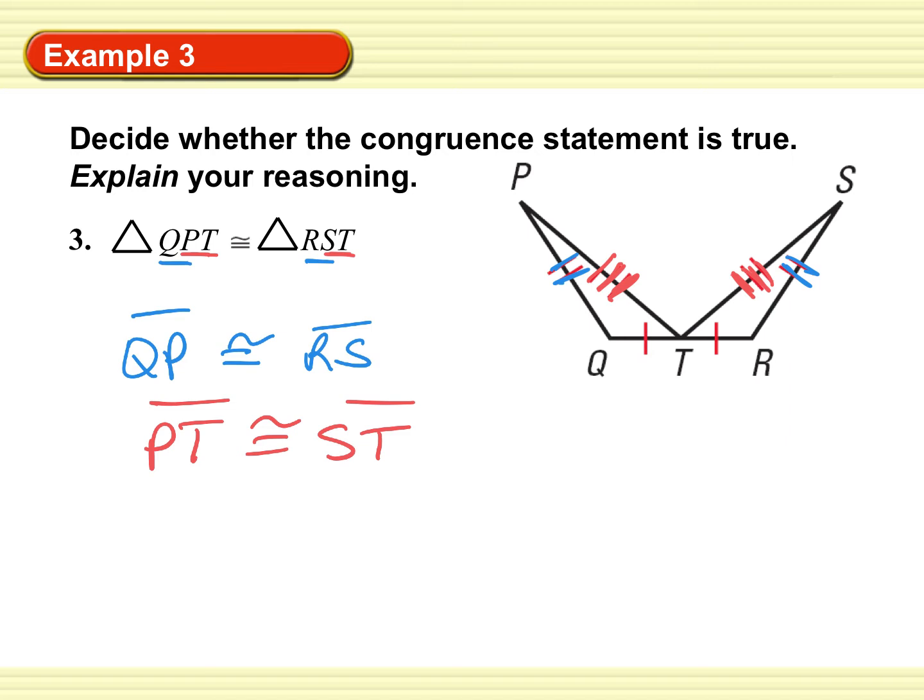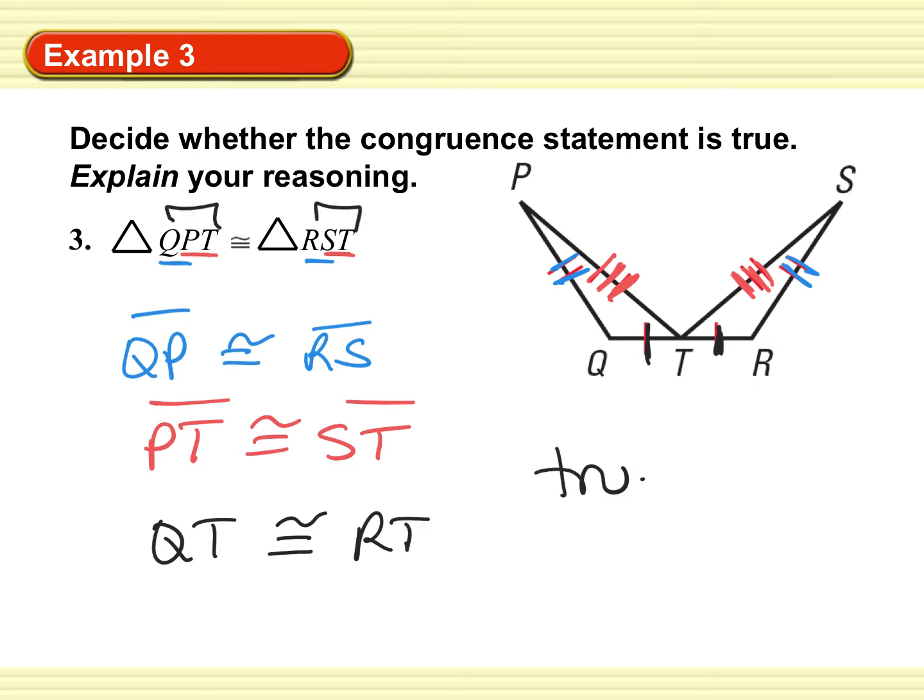And now let's check that last one down here at the bottom, the QT and the RT. And it has the same markings. So this is a true statement. And I would be using side, side, side to prove these 2 triangles are congruent.